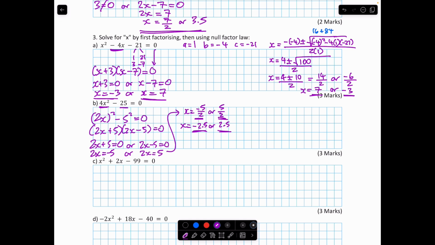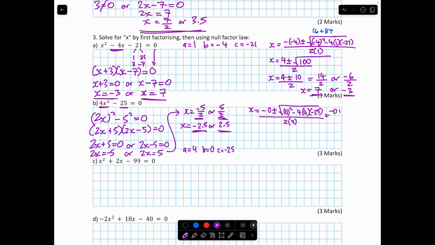Quadratic formula way, well, your a is equal to 4. Your b is nothing. Your c is negative 25. So if you use the quadratic formula for this, x is equal to negative b, which was 0, plus or minus the square root of b squared, which was 0, take 4 lots of a, which was 4, and c, which was negative 25, over 2 lots of a, which was 4. What does that come to?